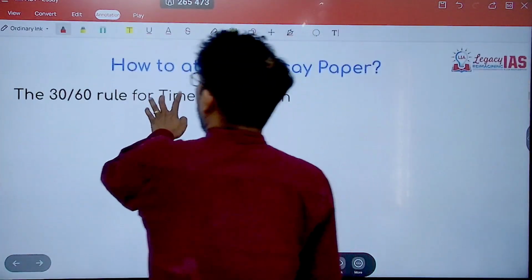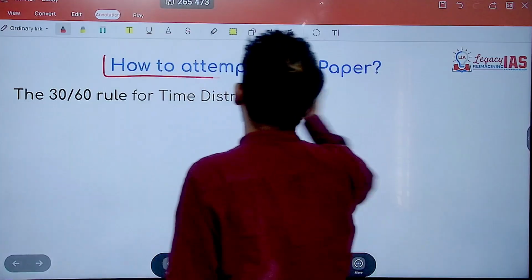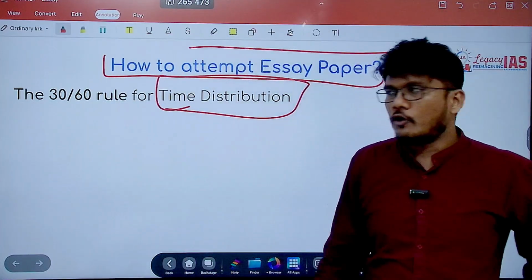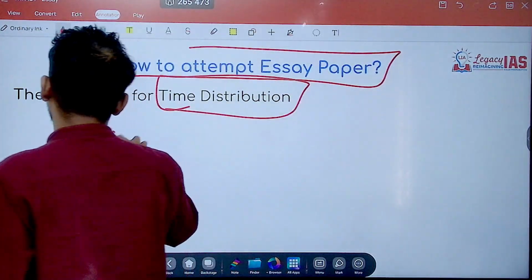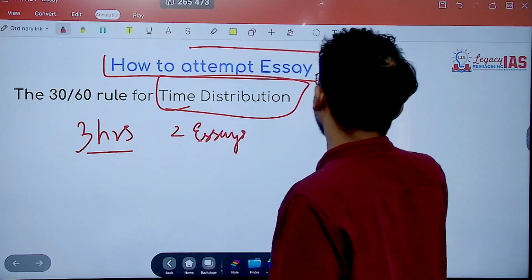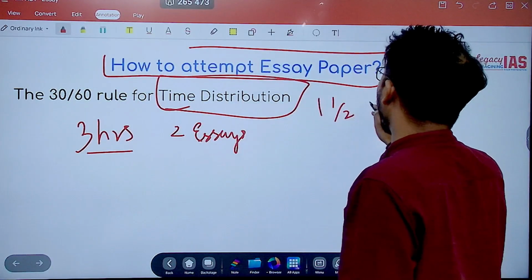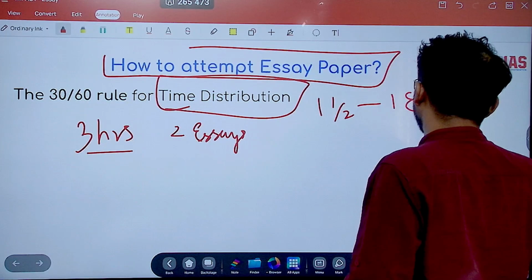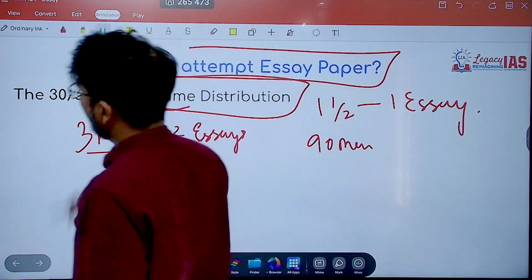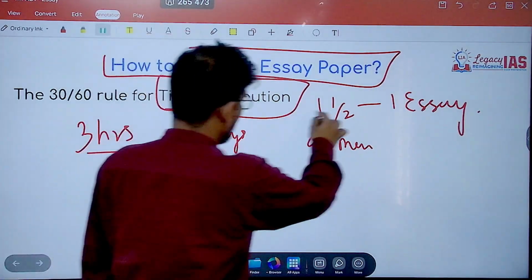Now, having selected the topic, comes the second part: time distribution. You have 3 hours over here, and in 3 hours you have to write 2 essays. That means you have 1.5 hours for one essay, that means 90 minutes per essay. Is that clear? So you have 90 minutes per essay.